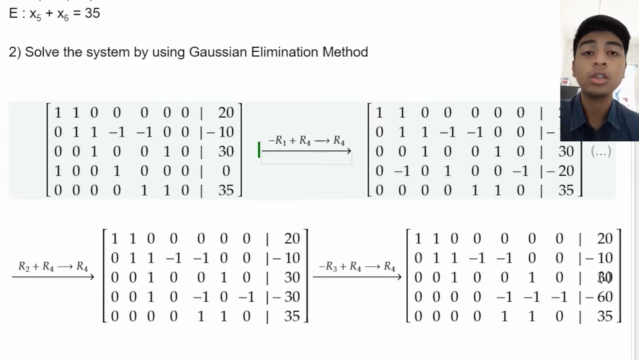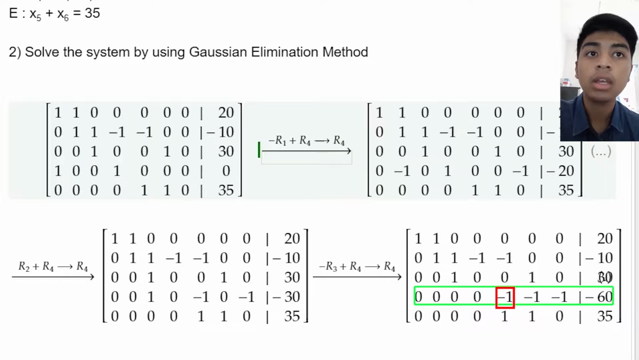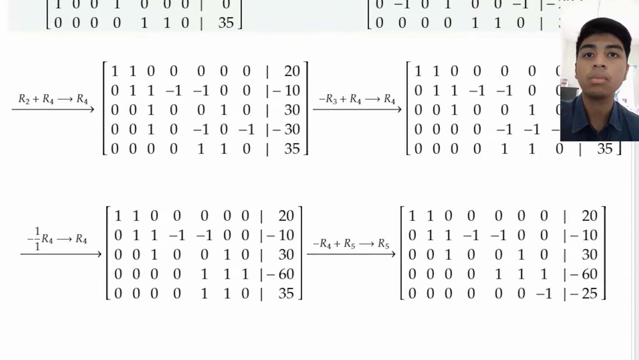Next, we will proceed with row 4. For row 4, the first non-zero entry is negative 1. So, we need to change it into positive 1. To do so, we use an elementary row operation.